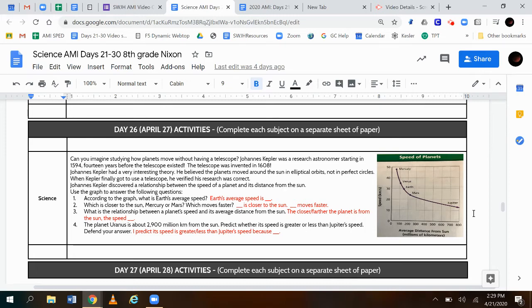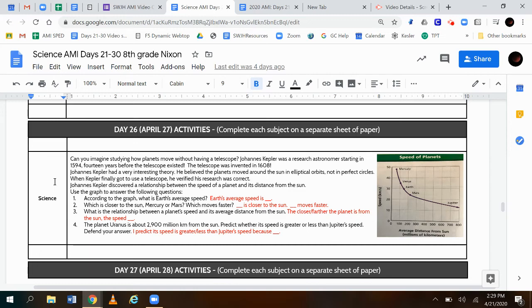Let's go ahead and read the passage so that we can learn a little bit along the way too. Can you imagine studying how planets move without having a telescope? Johann Kepler was a research astronomer starting in 1594, 14 years before the telescope existed. The telescope was invented in 1608. Johann Kepler had a very interesting theory. He believed the planets moved around the sun in elliptical orbits, not in perfect circles. When Kepler finally got to use a telescope, he verified that his research was correct.